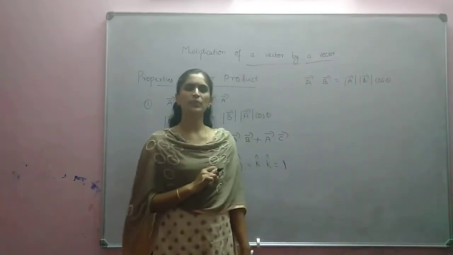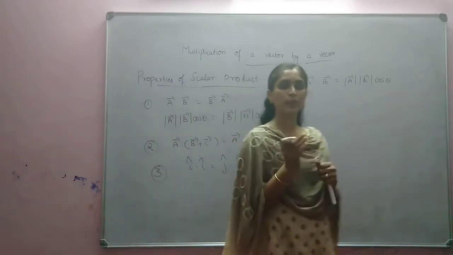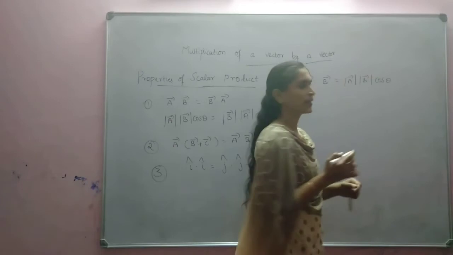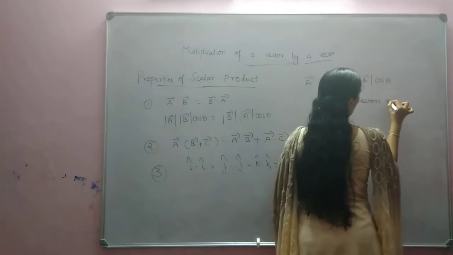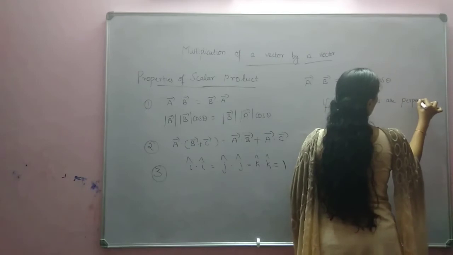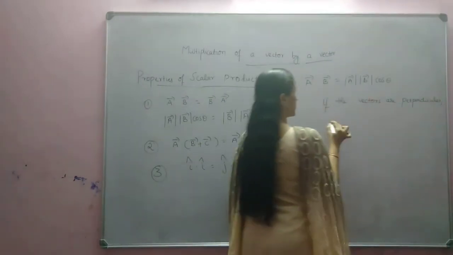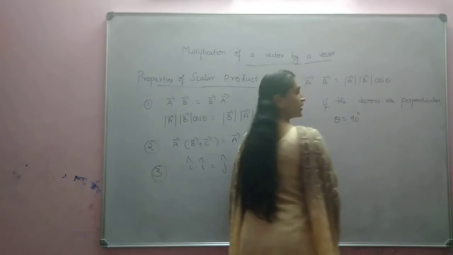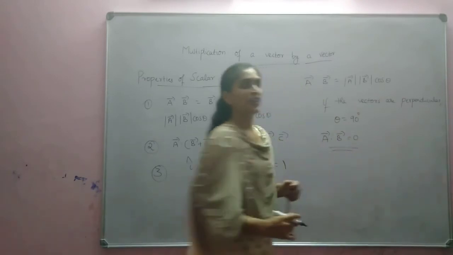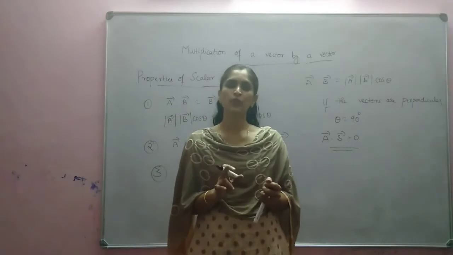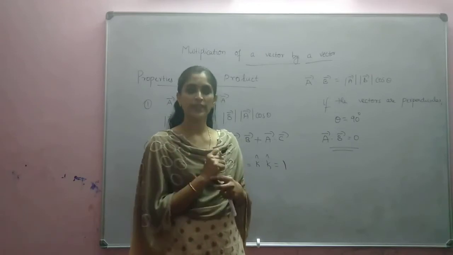So if the two vectors are perpendicular, not necessarily that it will be unit vectors. If any two vectors are given and it is stated that they are perpendicular to each other, what will be A dot B? It's very easy. If the vectors are perpendicular, theta is equal to 90 degrees. So in that case, A dot B is equal to 0. So we can say that if the scalar product of two vectors is 0, the vectors are perpendicular. This is one condition to check whether two vectors are perpendicular or not.